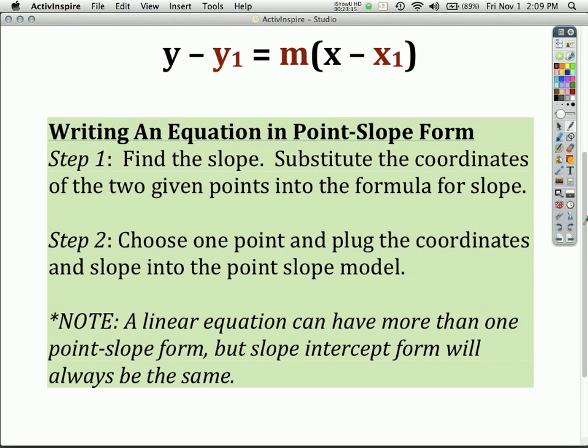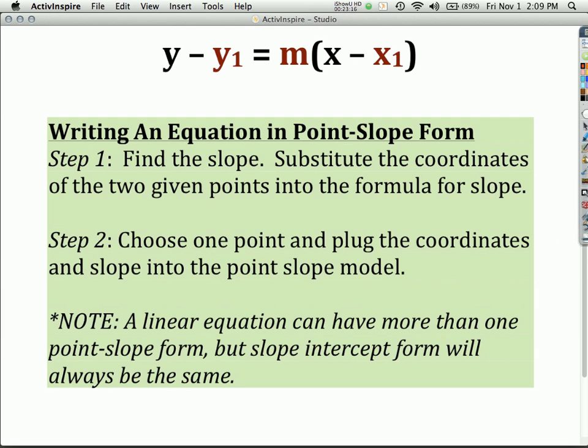That's actually a really good question. I am going to explain. X1 and Y1 really just mean an X and a Y from an ordered pair. And you're going to see in a little while that it actually doesn't matter which ordered pair you choose.